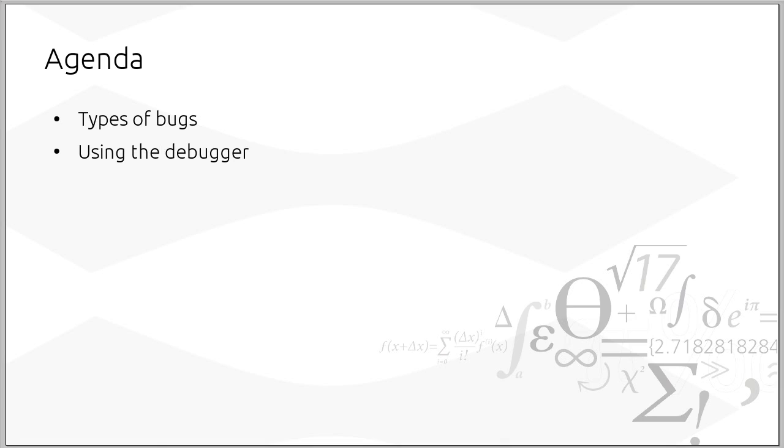A bug in your program is when there's a mistake of some sort in your program that makes it not work or compute the wrong results. Some bugs can be very difficult to find, and a very powerful tool for finding bugs is the debugger. So today I'm going to say a little bit about different types of bugs that you might encounter and how you can use the debugger to find them.